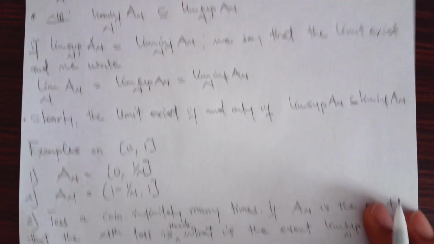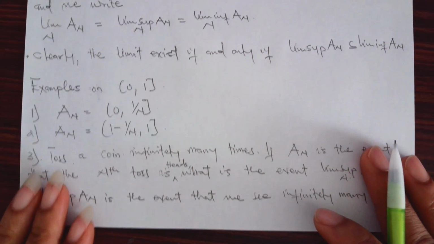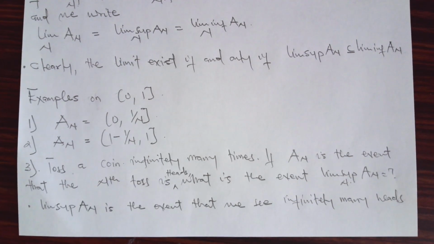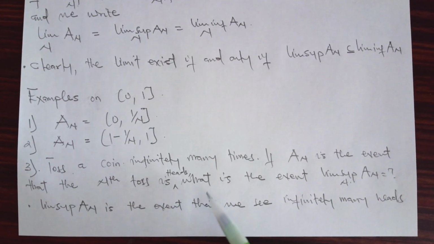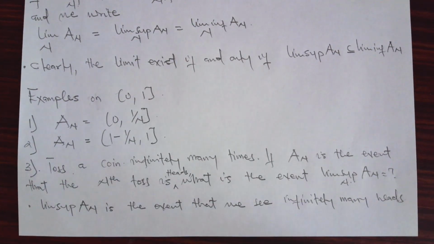Okay, so what do we mean by the third example? We toss a coin infinitely many times. If An is the event that the nth toss is heads, then what is the event lim sup of An? The lim sup of An is the event that we see infinitely many heads. Remember that we talked about the worded explanation of these lim sup and lim inf, so we just apply this to what the event of lim sup will be.